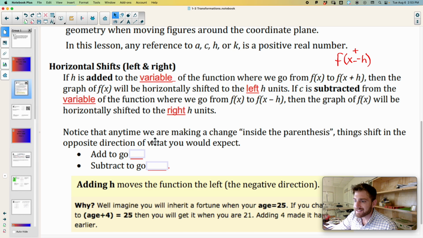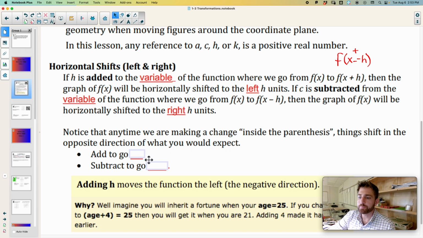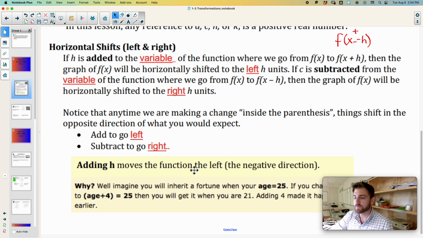So notice that anytime we are making a change inside the parentheses, things shift in the opposite direction of what you would expect. That's what I want you to remember: anytime you're making a change inside parentheses, think opposite of what you're seeing. So if it's positive, think shift to the left. If it's negative, think shift to the right. So add, shift to the left; subtract, shift to the right. Adding h moves the function to the left, the negative direction.